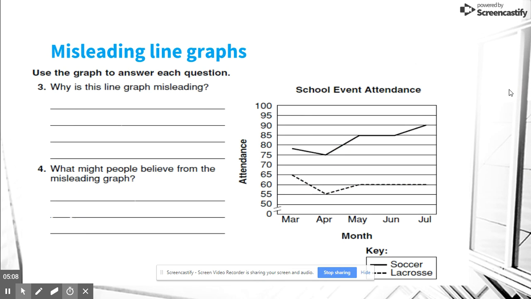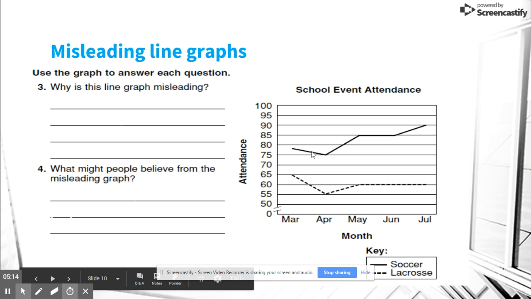All right, let's take a look at a line graph. This is a school event attendance. We're looking at soccer, the darker line, and the dashed line is lacrosse. What might make this graph misleading?